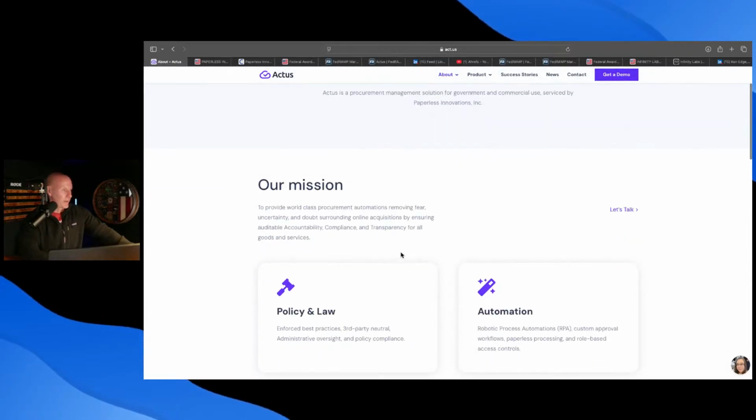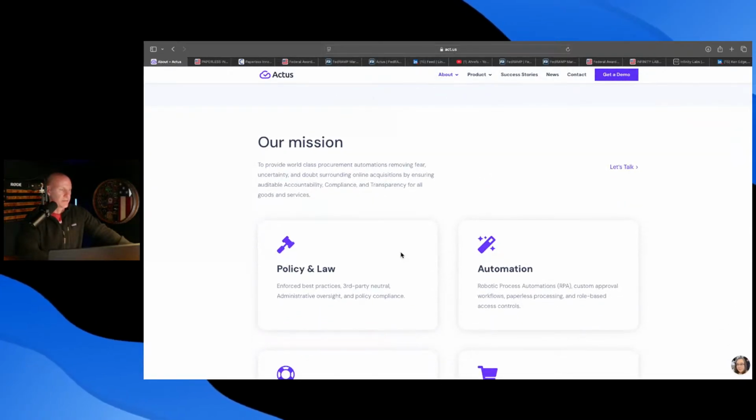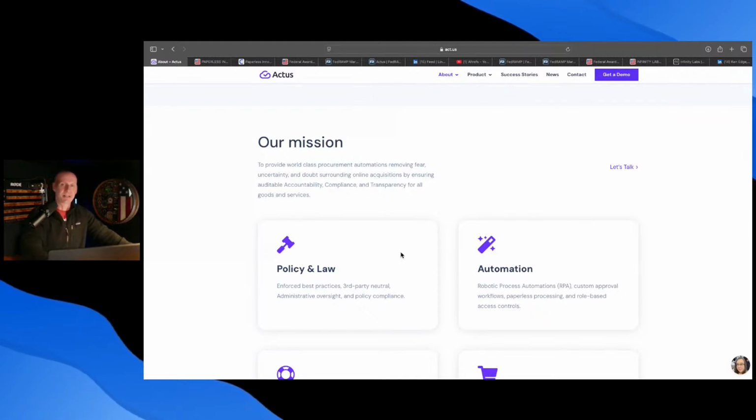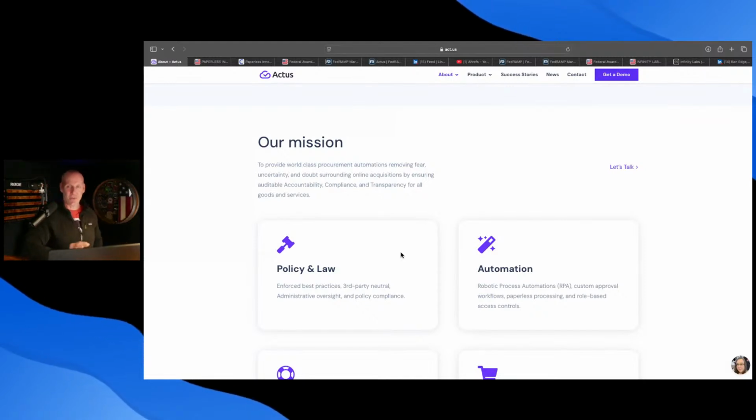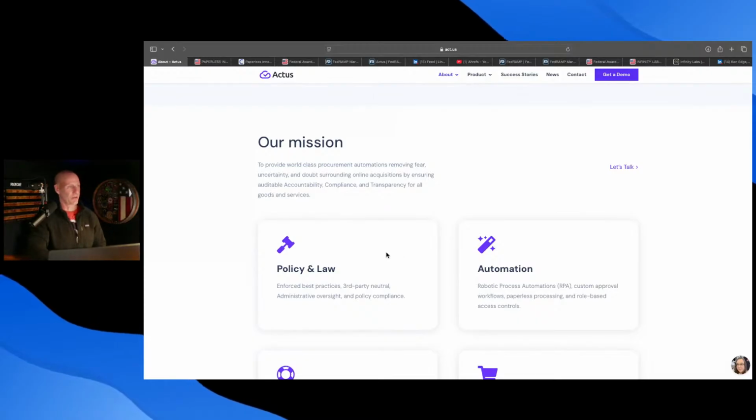Your mission is to provide world-class procurement automations. Okay, so aside, all you really need to know is the procurement process is hard for the government as well as for you, the business owner, or you commercially.